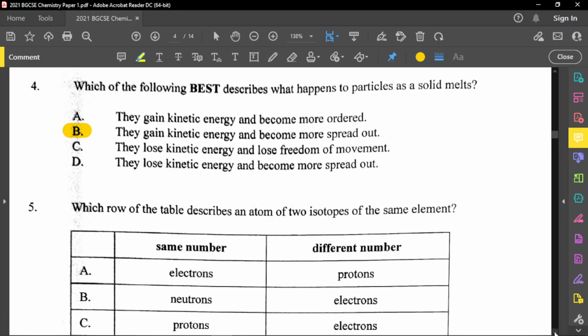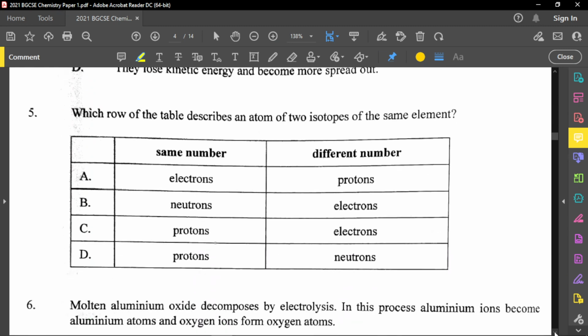So question number 5 now, you say, which row of a table describes an atom of two isotopes of the same element? Key point. Once you're talking about isotopes of the same element, the fact that they say same element means they must have the same proton number, because remember, the number of protons is what defines an atom. Okay, that's very important. So if you are the same element, you must have the same proton. Same proton gives rise to the same atomic number. Okay, so it's between C and D.